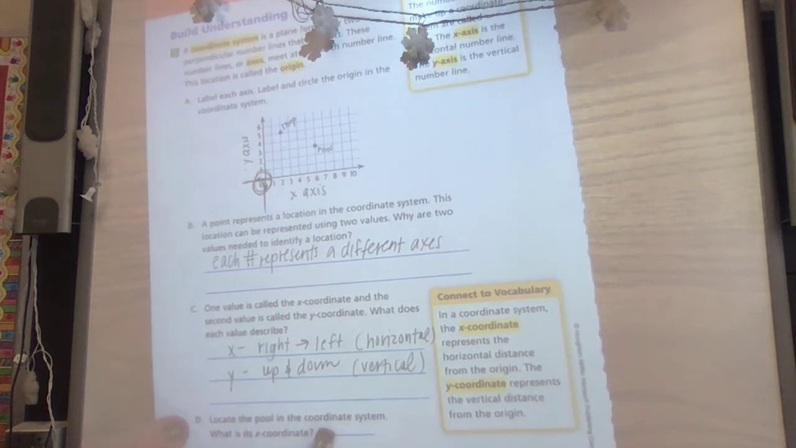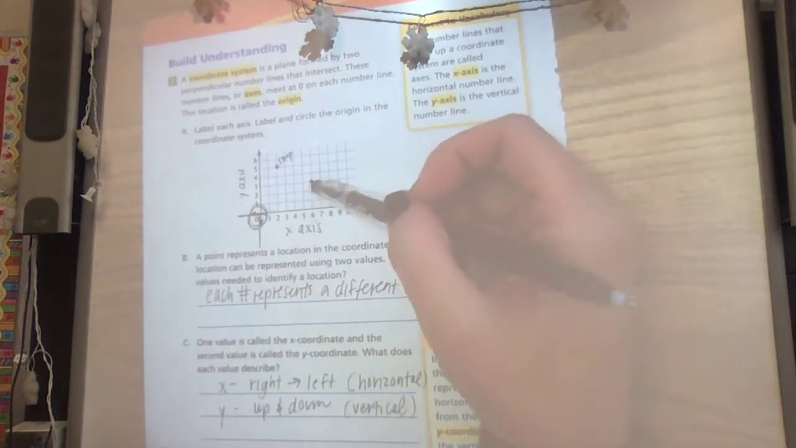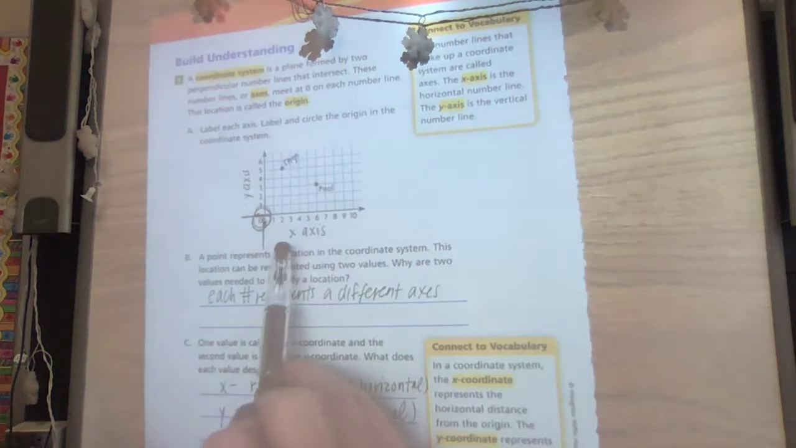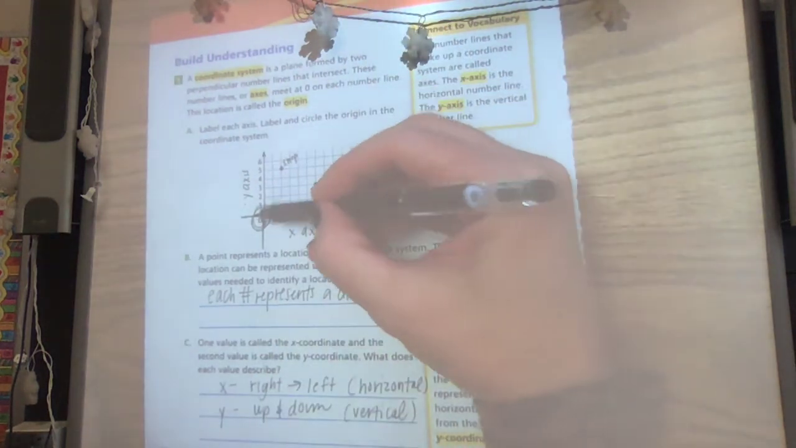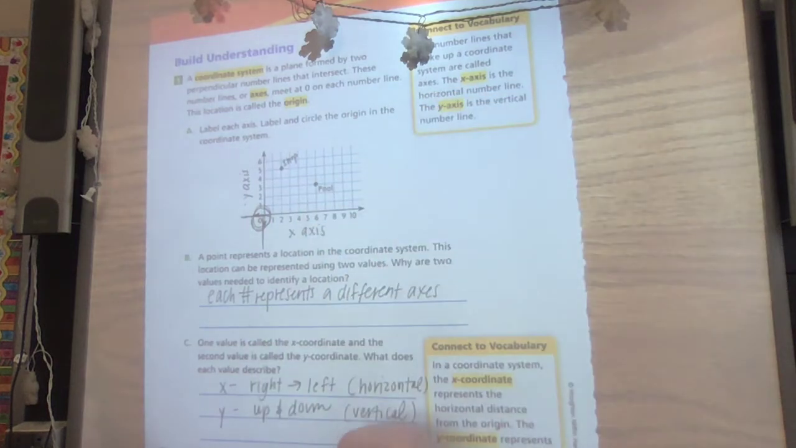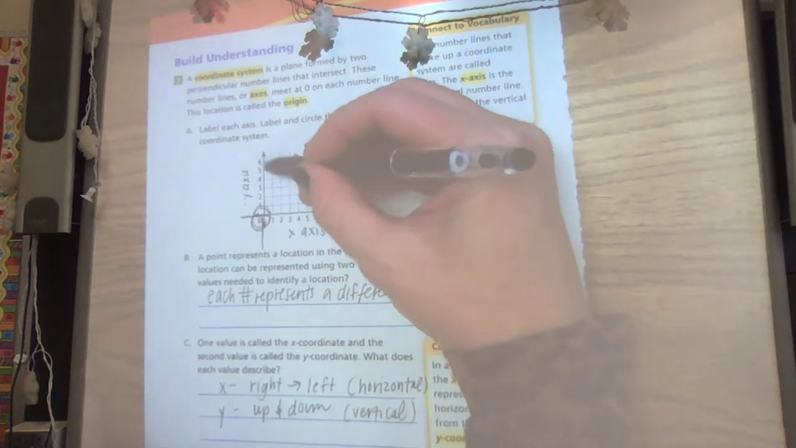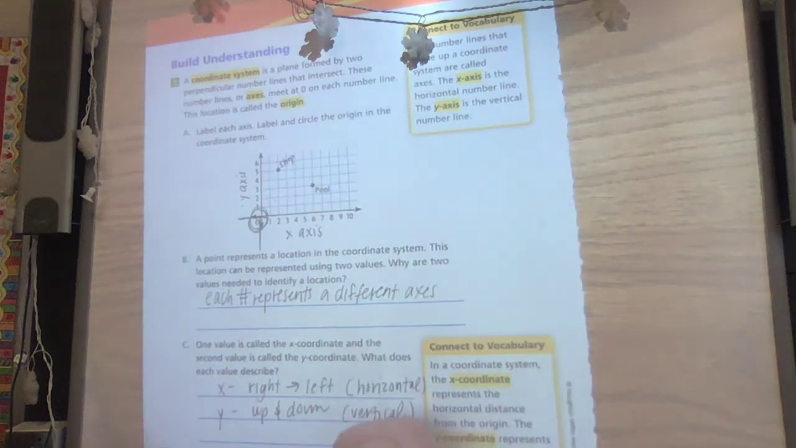Locate the pool. What is its x? So let's look at the pool. So look at the x-axis. The pool would be here at 6. And on the y-axis, the pool is at 3.